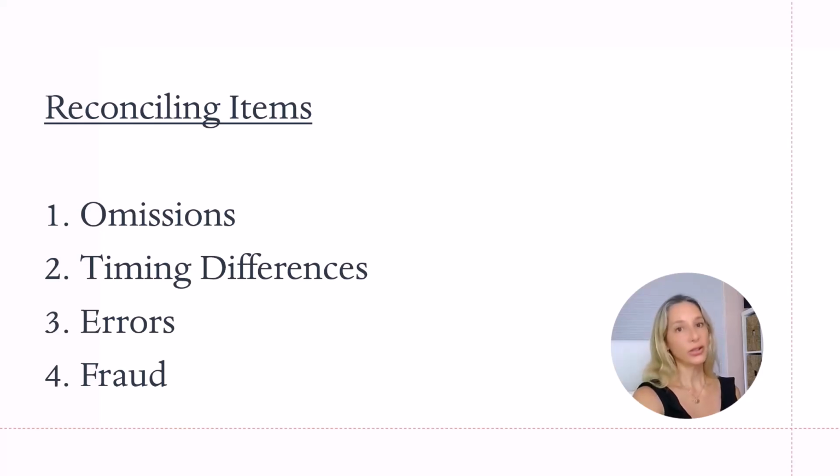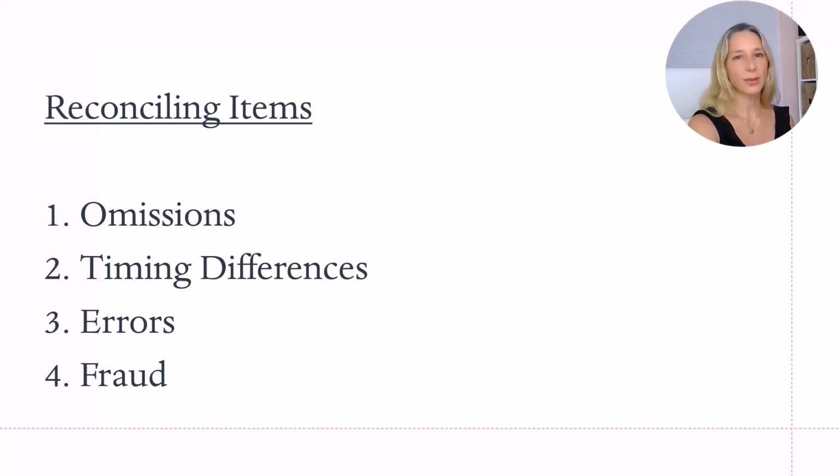Timing differences. These occur when transactions are recorded in the business's cash books at different times than when they are processed by the bank. For example, a check issued by a company may take several days to clear and be reflected in the bank statement. These are called outstanding checks. Errors. Both banks and businesses can make mistakes. Common errors include incorrect amounts being recorded, transactions being completely omitted, or entries being duplicated. Fraud. Unfortunately, discrepancies can also be the result of unauthorized transactions, which might not be immediately noticed without regular reconciliations.